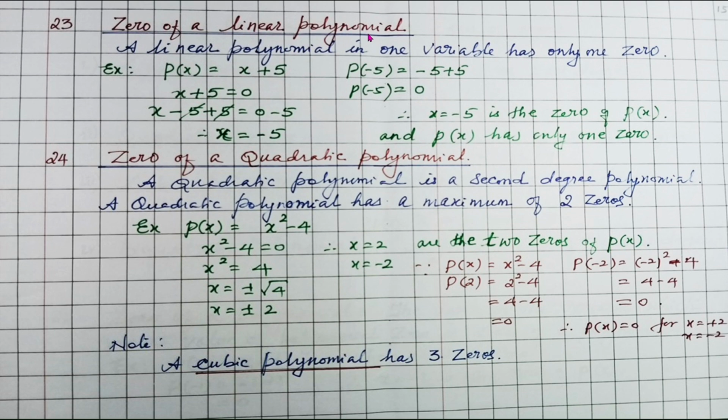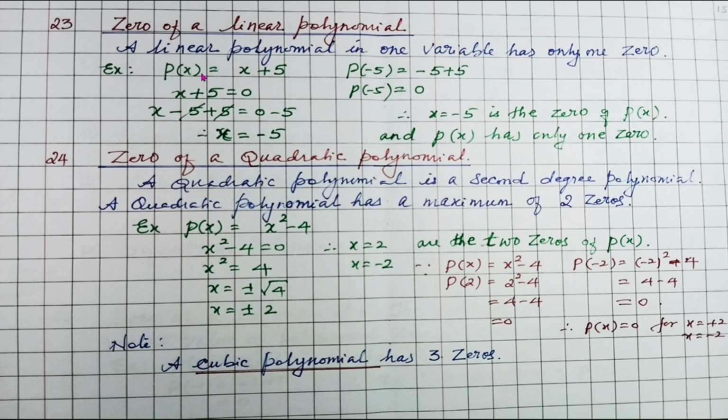We already know what is a linear polynomial. Let us take an example here. P of x is equal to x plus 5, and now if I put x is equal to minus 5, then minus 5 plus 5 becomes 0, and therefore x is equal to minus 5 is the 0 of a linear polynomial, and the only one value of x, that is x is equal to minus 5, makes the value of the polynomial 0, and therefore a linear polynomial has only one 0. Let me again explain this. A linear polynomial in one variable has only one zero.